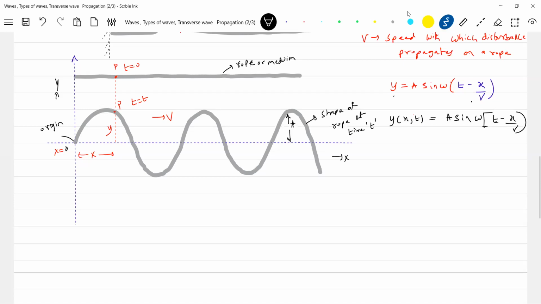So in SHM, we were talking about the displacement of one point. Here we are talking about the displacement of several points at a given time. So this is called a wave equation.